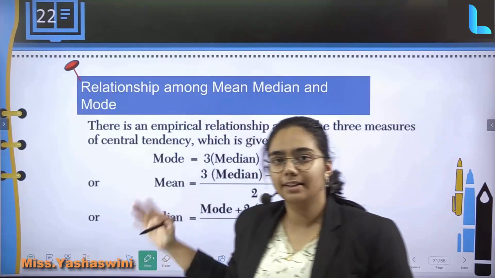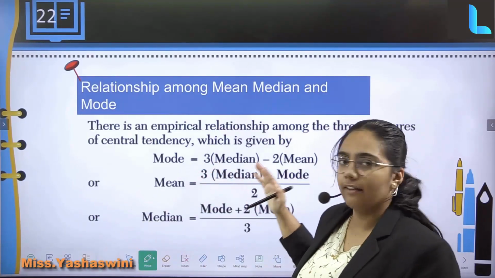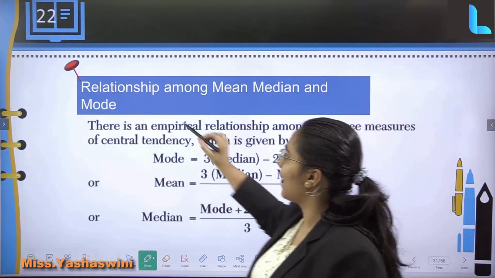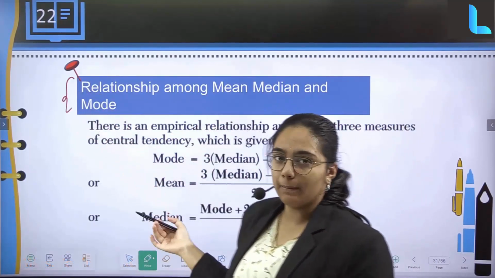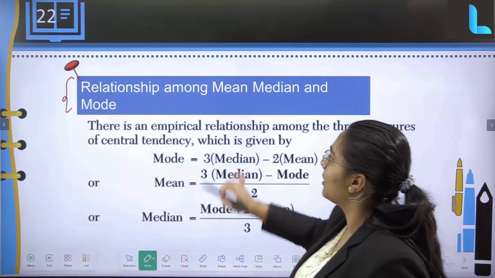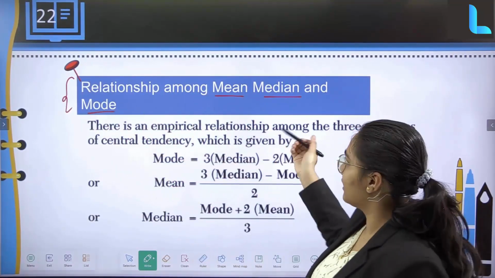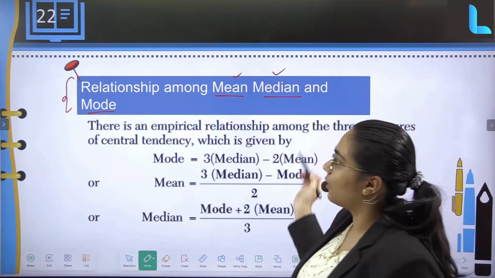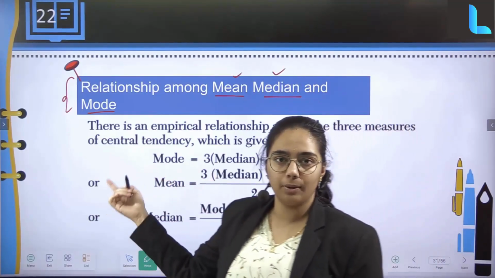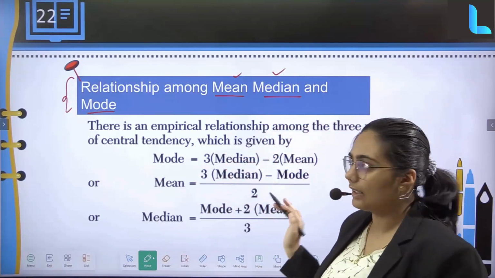Yes, students, now relating to this chapter statistics, we have to start with question and answers. Before that, we have one last topic in the theory part, which is nothing but the relationship among mean, median and mode. Suppose if mean and median have been given, how do you find out the value for mode? Something relating to that.